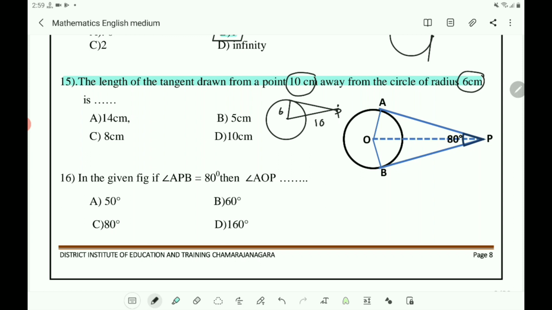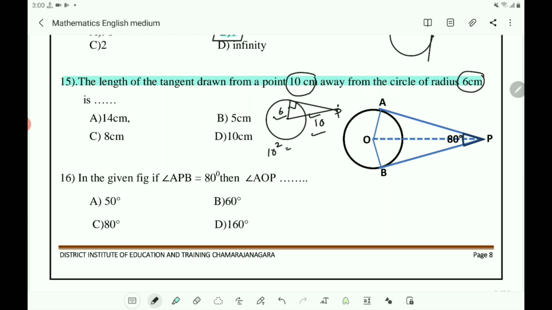We have to find the length of the tangent. You know that it is a right angle triangle. So use the Pythagorean triplet. 6, 10 is there. If you know the Pythagorean triplet, directly you can write the value of the tangent. The length of the tangent is 8. Or otherwise, here you consider this is a hypotenuse. According to Pythagoras theorem, you can take that. How will you get this 8?